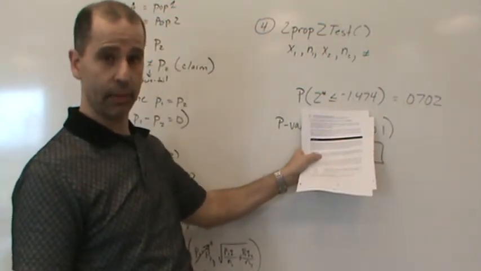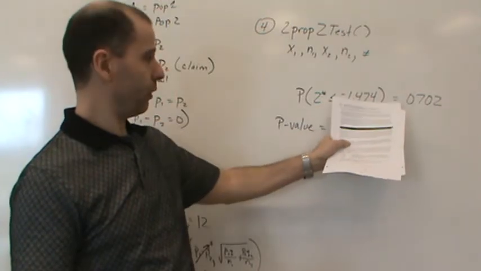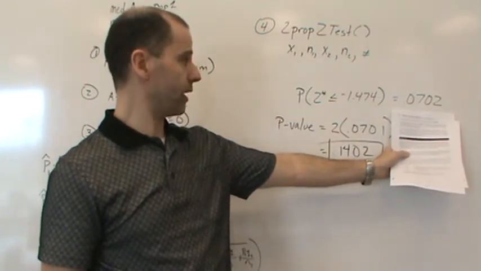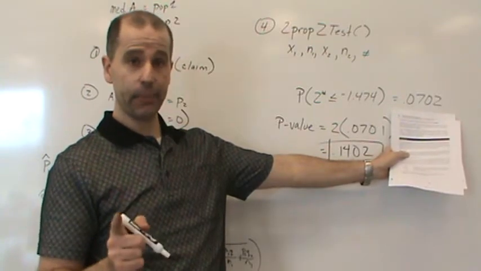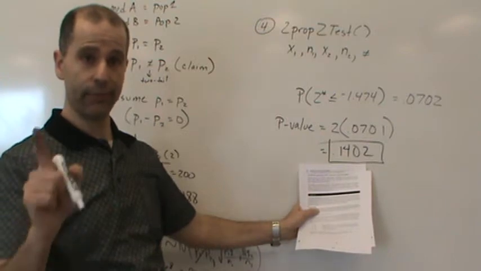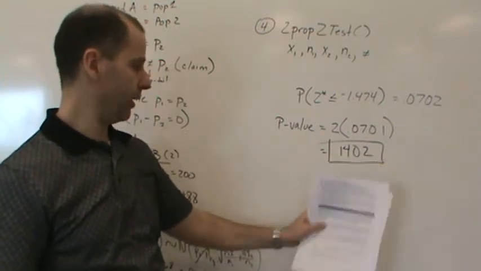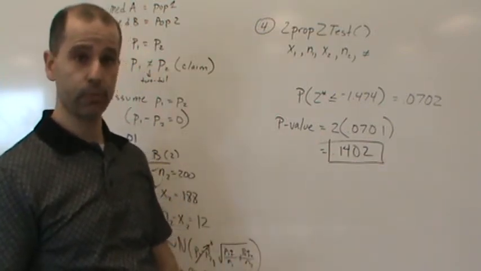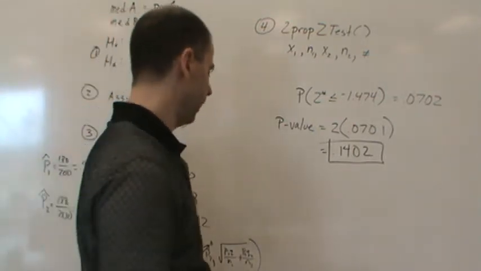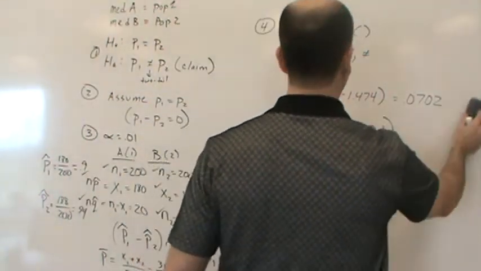I take the probability of being as extreme or more extreme than what I got, which is this value, 0.0702. But to get the p-value, I have to double it because I have 2 tails. And so I have to double that area. And so the correct p-value is 0.1402.